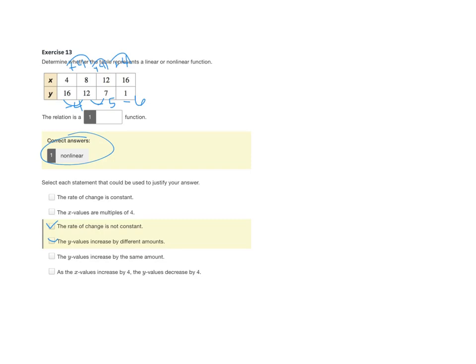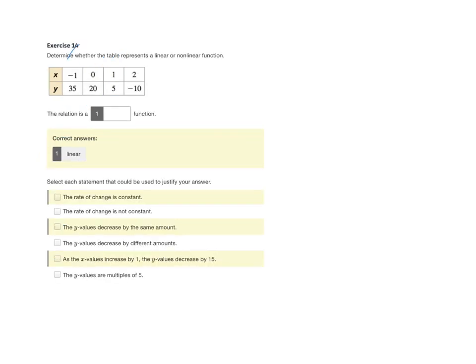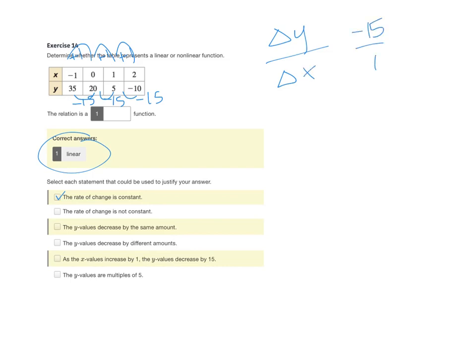All right, let's take a look at the next one. 14, we've got -1 to 0, that's +1. 0 to 1, that's +1. 1 to 2, that's +1. Then our y value is going -15, -15, -15. So this is linear. The rate of change is constant. That is true. The rate of change is the slope, the change in y over the change in x. So this is going to be -15 over 1, or our slope is -15.